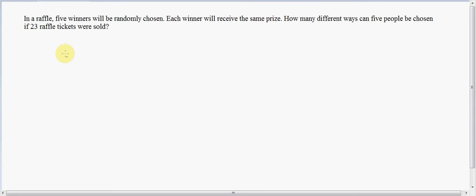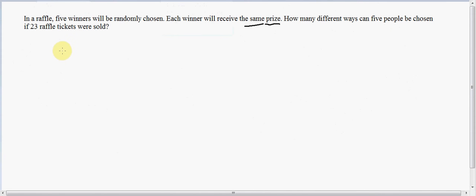You have to be careful when you read these to decide whether it is a permutation or a combination problem. If the order matters, then it is a permutation. If the order does not matter, it's a combination. So let's read this problem here. It says, in a raffle, 5 winners will be randomly chosen. Each winner will receive the same prize. As soon as I see that they're going to receive the same prize, that tells me that this is probably a combination problem. Then it says, how many different ways can 5 people be chosen if 23 raffle tickets are sold?